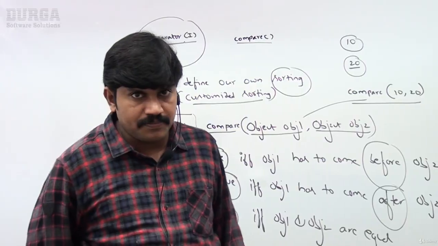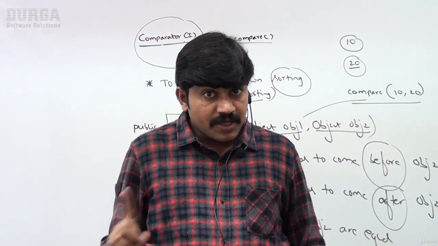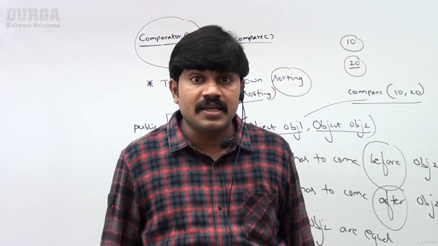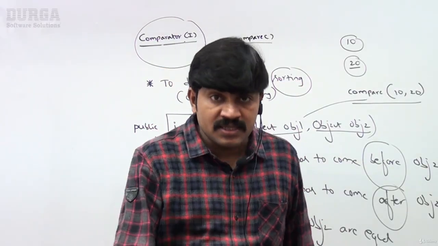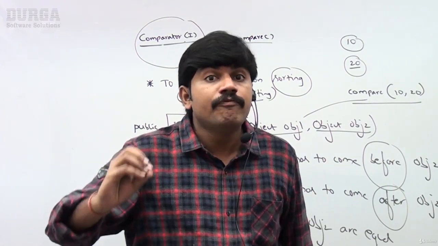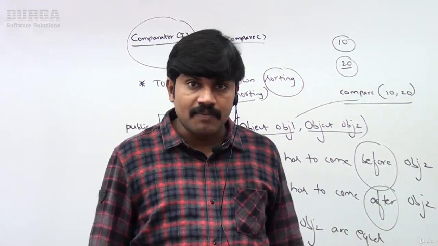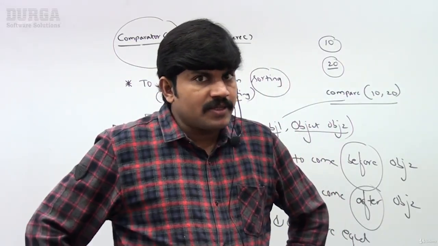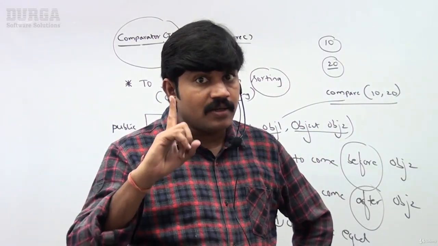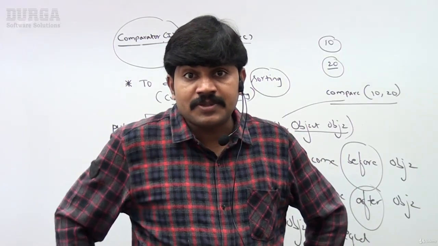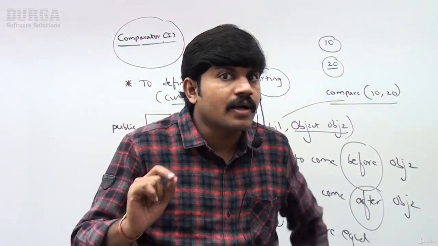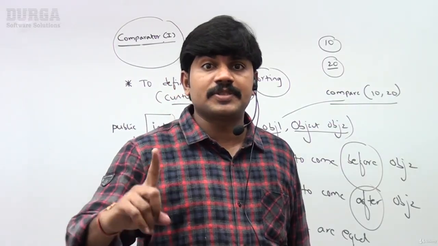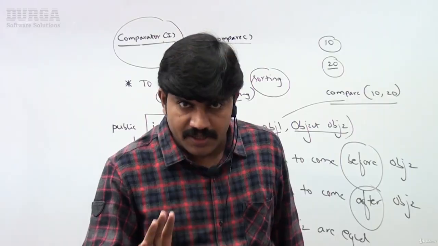Are you able to understand? Because this concept is very important, please inject it in your mind. While defining our own sorting for list, set or map, everywhere we have to use this Comparator compare method. How many abstract methods does the Comparator interface contain? A single abstract method, compare. So can I say the Comparator interface is a functional interface? Yes, because it contains a single abstract method.